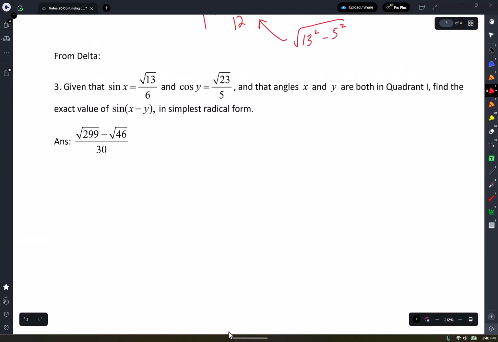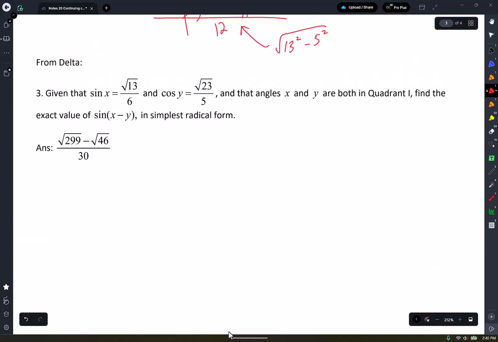All right, question 3. Given that sine x is square root of 13 over 6 and cosine y is square root of 23 over 5, and the angles x and y are both in quadrant 1, find the exact value of sine x minus y in simplest radical form. So this is going to be a little harder because of the irrational, but relax, it's not that bad, guys.